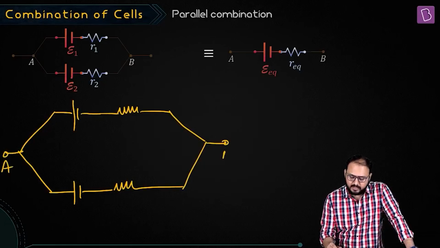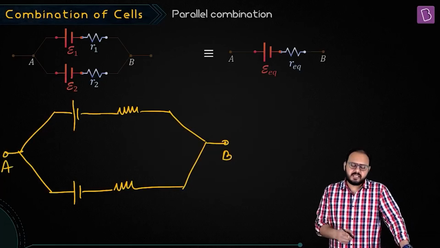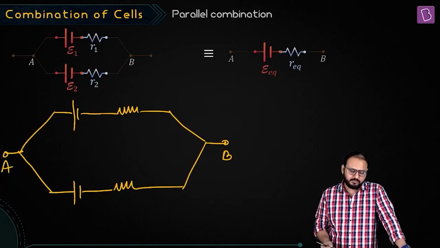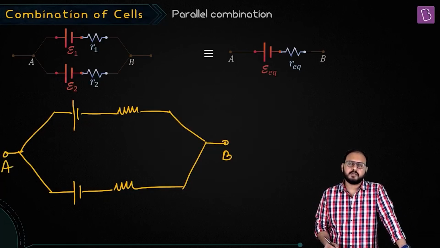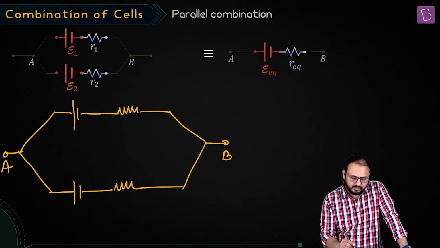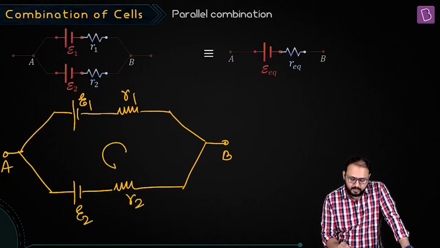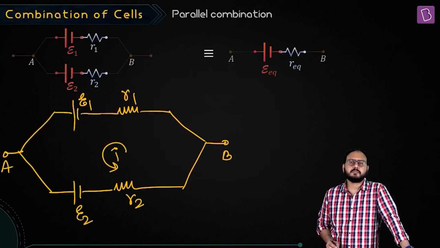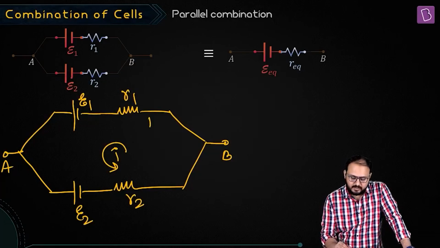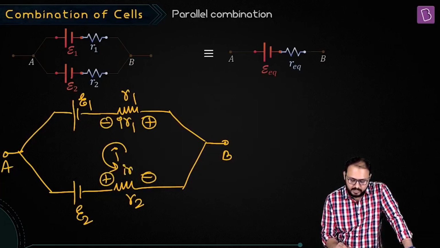Now, guys, A and B are not connected, but isn't there a complete circuit within itself? Yes, of course, there is a complete circuit in itself. So you have to find that complete circuit. So this was E1, this was R1, this was E2, this was R2. Let the current which is going inside be I. So this is plus minus IR1. This is plus minus IR2.